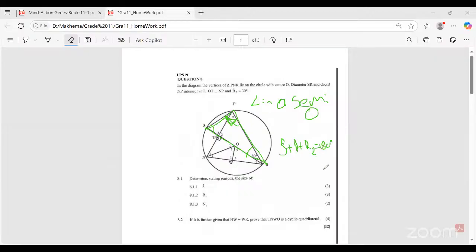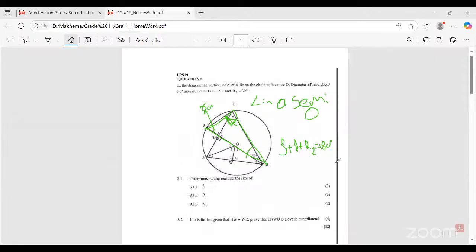The reason being sum of angles in a triangle equals 180. 100% correct. And then what's the size of that angle S? 60. 100% correct. We found that that angle right there is 60 degrees.